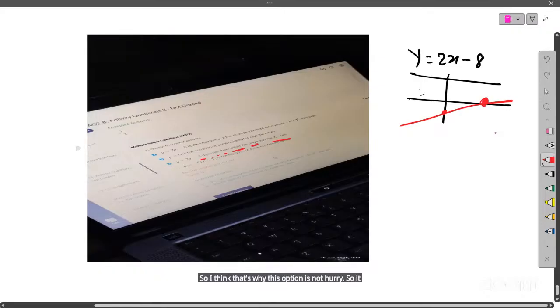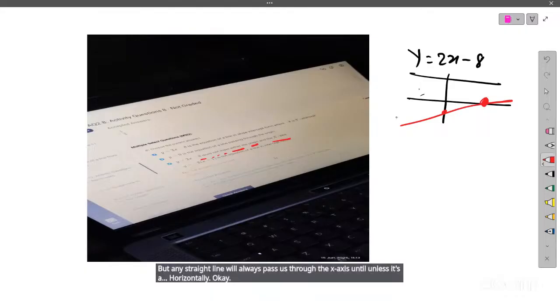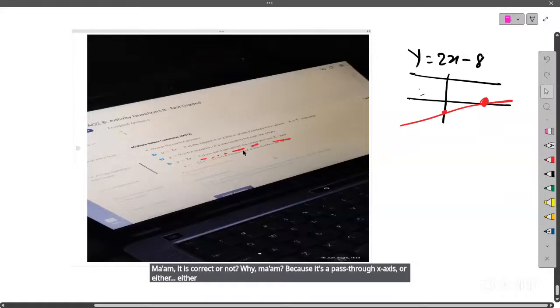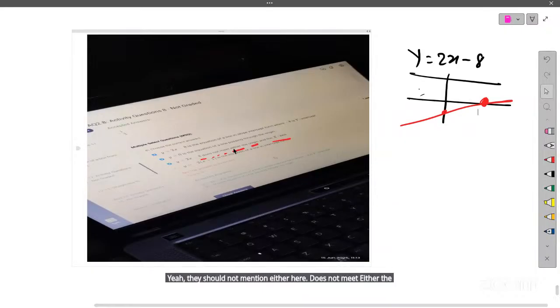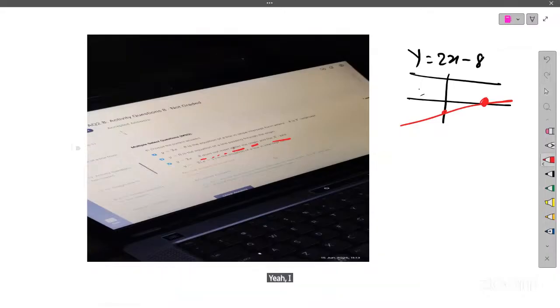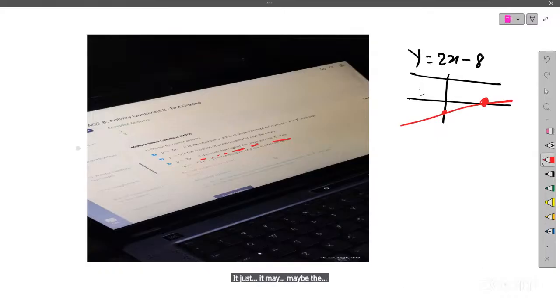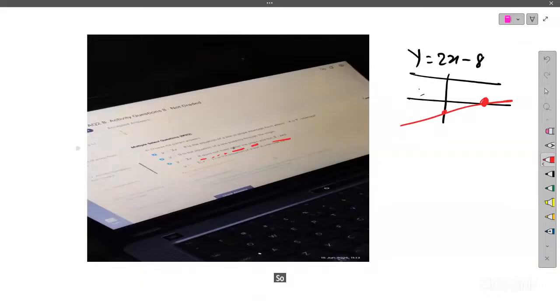It's obviously not meeting the origin, but any straight line will always pass through the x-axis unless it's a horizontal line. Ma'am, is it correct or not? It's not correct. Why, ma'am? Because it passes through the x-axis, and either means one of the two. They should not mention either here. This word either should not be there, right? It may be a misprint. It's not meeting the origin, and it is meeting the x-axis. So this word either should not be there. Ma'am, the question is correct.